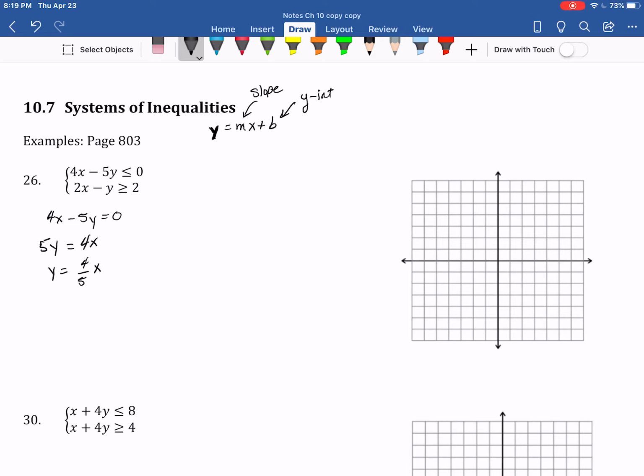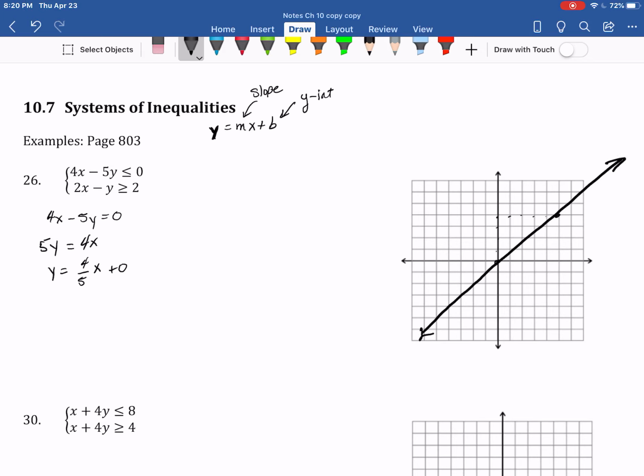Now there is no constant. There is no plus b. And so that means this graph crosses through the origin. Let's put a point there at the origin. And the slope is 4/5. And so from that origin point, I'm going to go up 4, 1, 2, 3, 4, to the right 5, 1, 2, 3, 4, 5, and put a point there and connect those 2 points with a solid line. And there's your graph of the first equation.